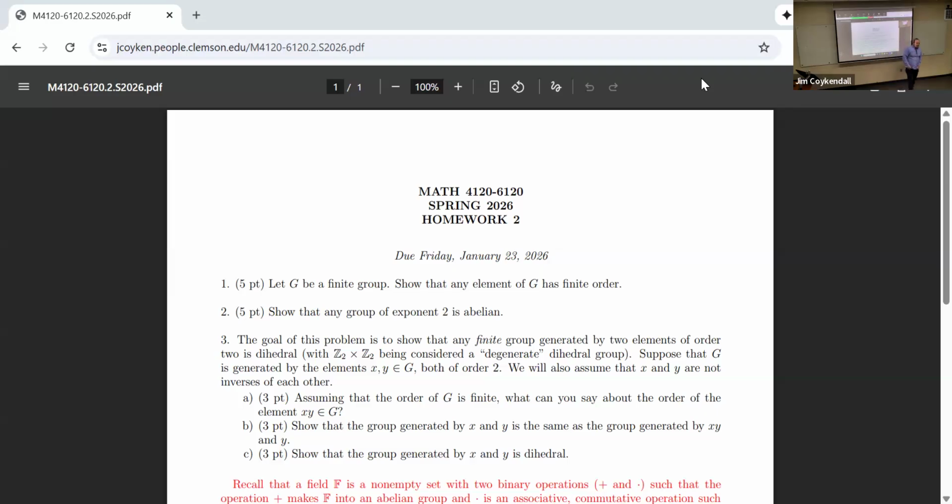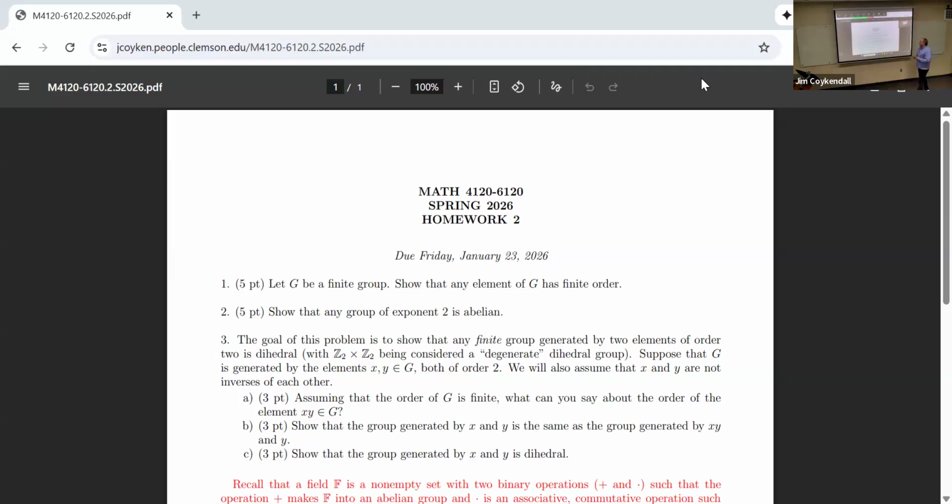Any group of exponent 2 is abelian. There are infinite groups that have exponent 2, but they're all abelian. This problem is no longer true if you replace the number 2 with the number 3, as a matter of fact.